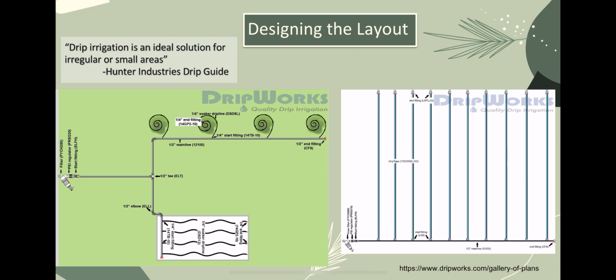Say you want to add drip to a garden bed and a few shrubs, like the scenario here, in a small location where sprinklers would not make sense. Pretend that this is also a smaller area.